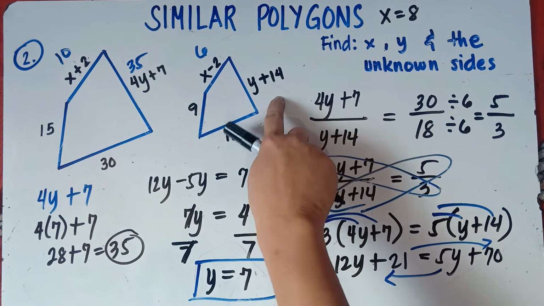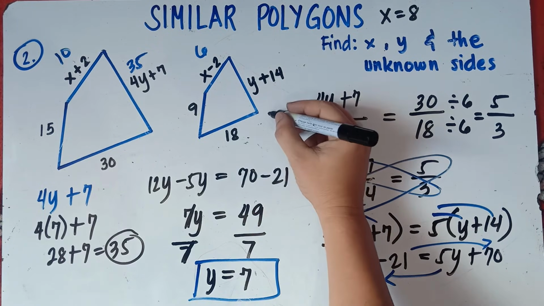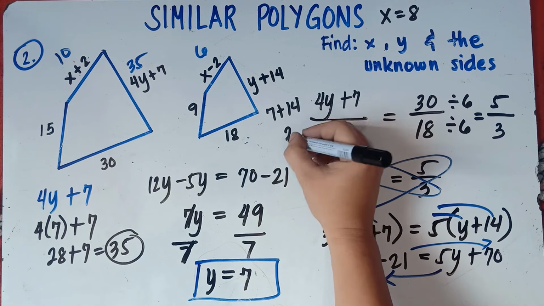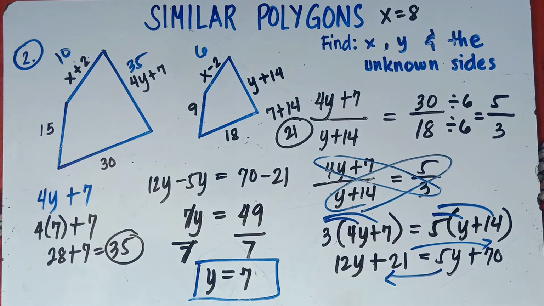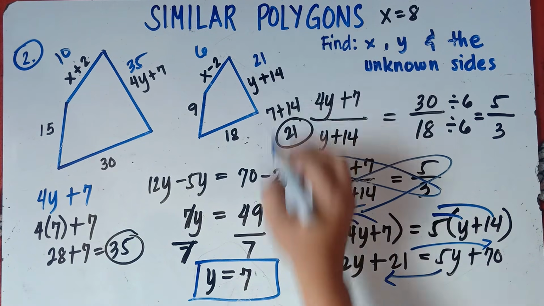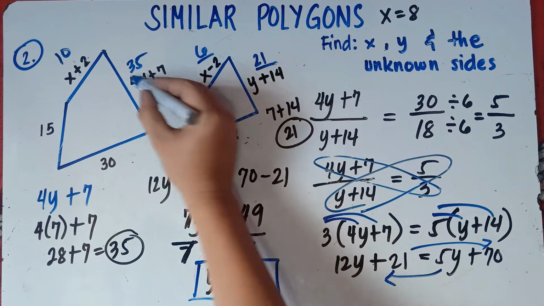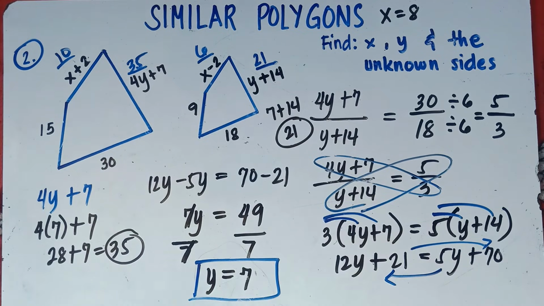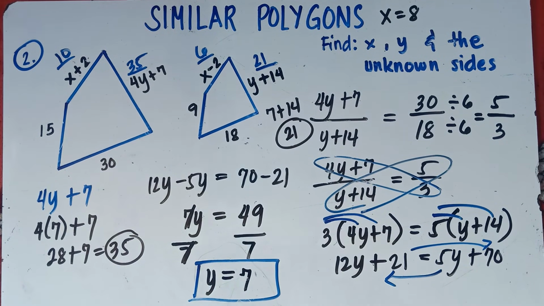Alright, and this side, this will be y plus 14. So our y is 7. So 7 plus 14, this will be 21. Alright, so this side class is 21. That's it class, all set. 10, 6, 35, and 21. So that's it for number 2. So I hope you learned something new today class.